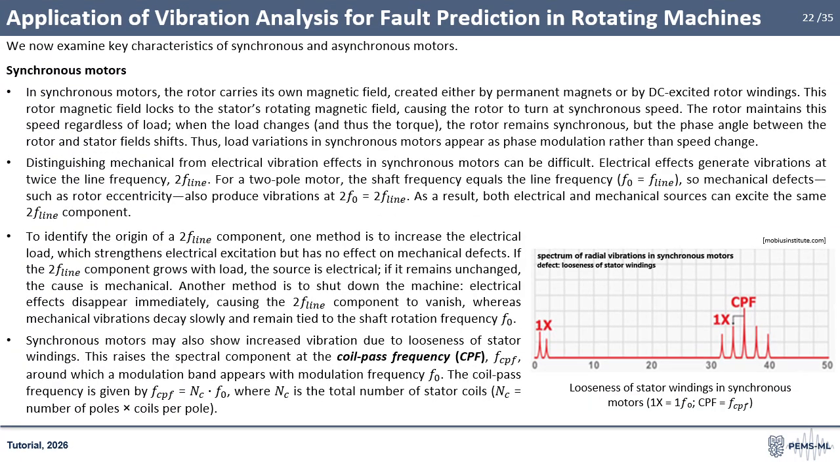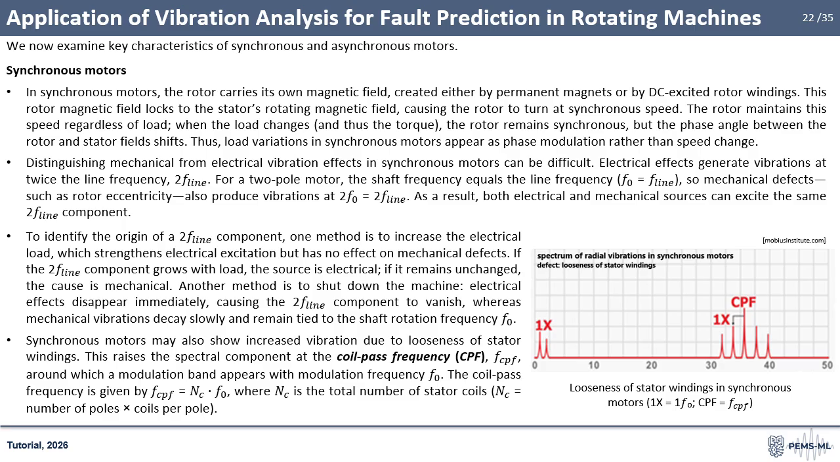In the synchronous motor, the rotor has its own magnetic field, produced by permanent magnets or DC excited windings. This field locks to the stator's rotating magnetic field, so the rotor always runs at synchronous speed. Changes in load do not affect speed. Instead, they change the phase angle between the rotor and stator fields. In other words, load variations cause phase modulation, not speed variation. The shaft rotational frequency is therefore equal to the synchronous speed. For a 2-pole motor, this speed equals the AC line frequency, so the shaft rotates at line frequency.